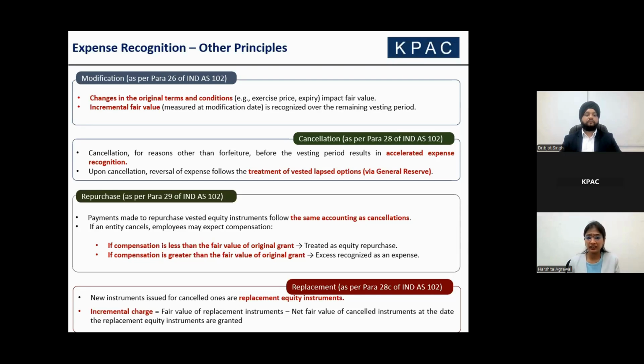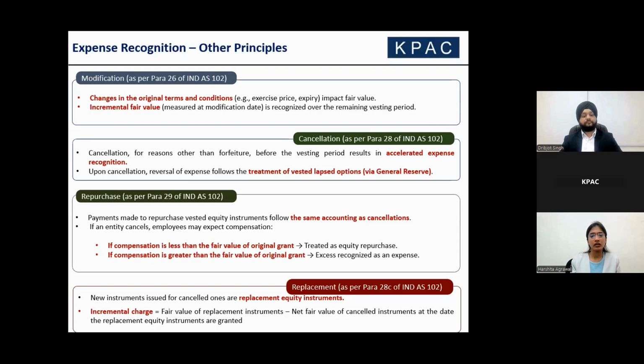On the other hand, if the modification is detrimental to employees, say increasing the exercise price or extending the vesting period, the company still cannot reverse the original ESOP cost. At best, it can avoid recognizing any additional cost.